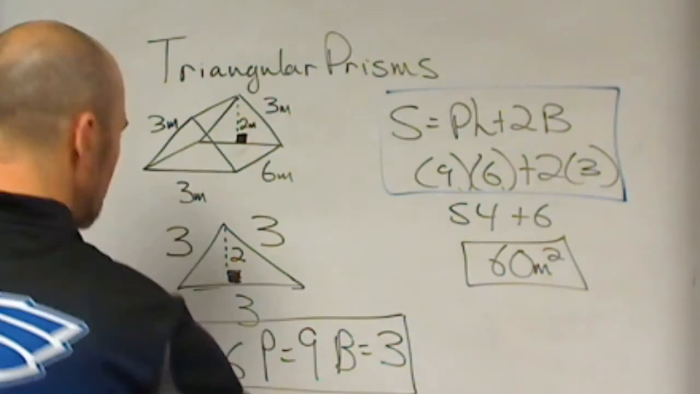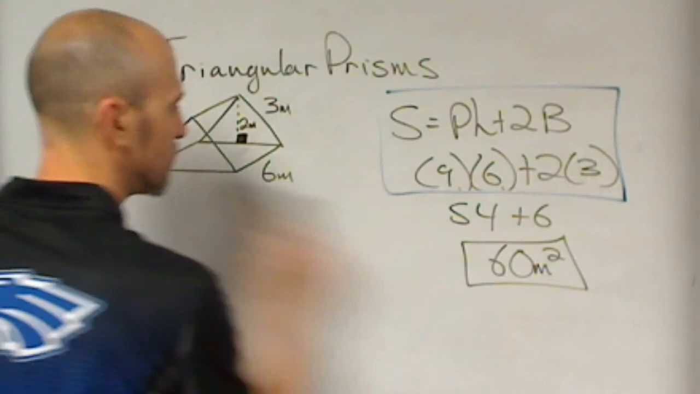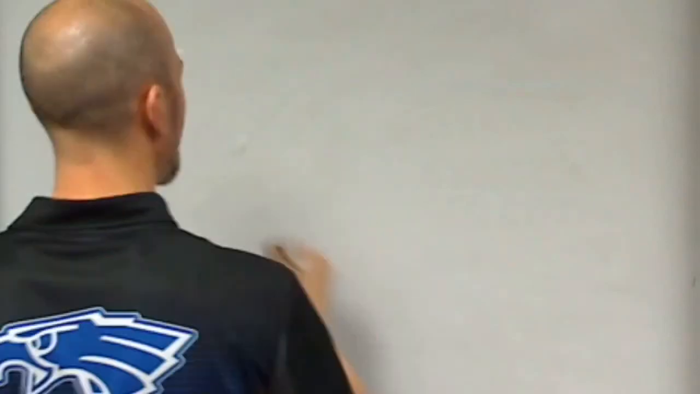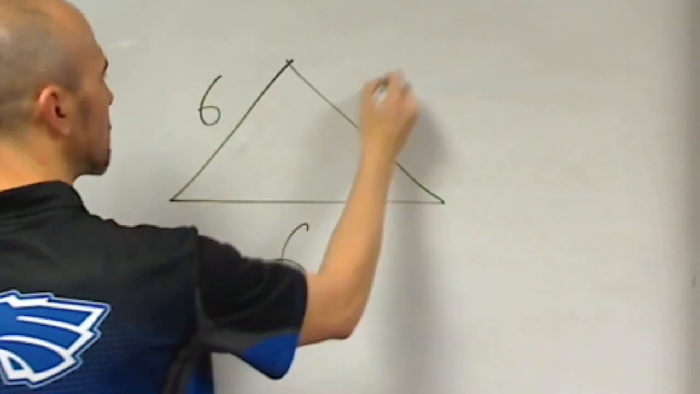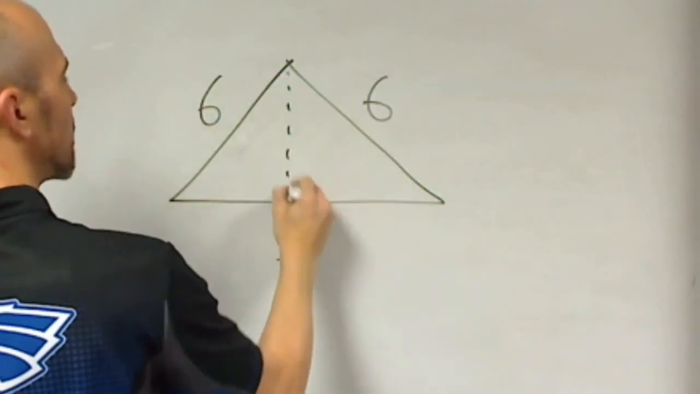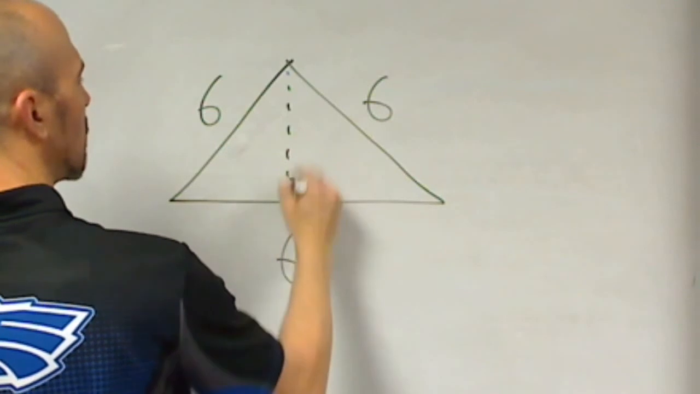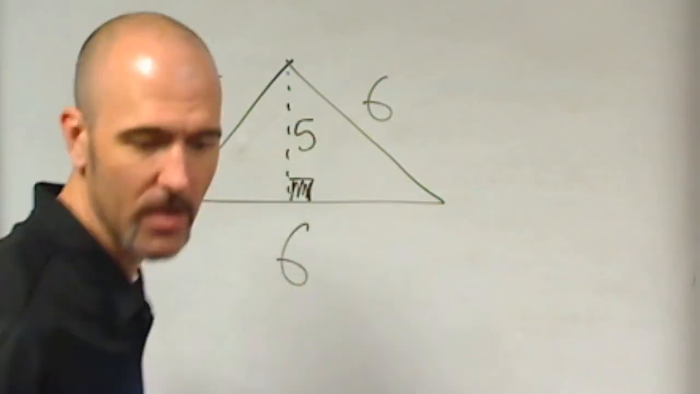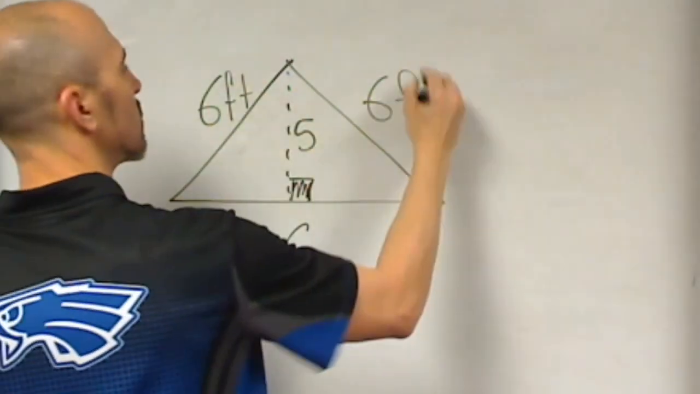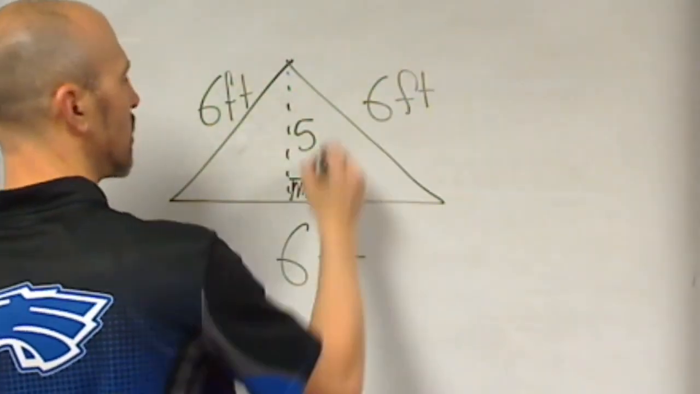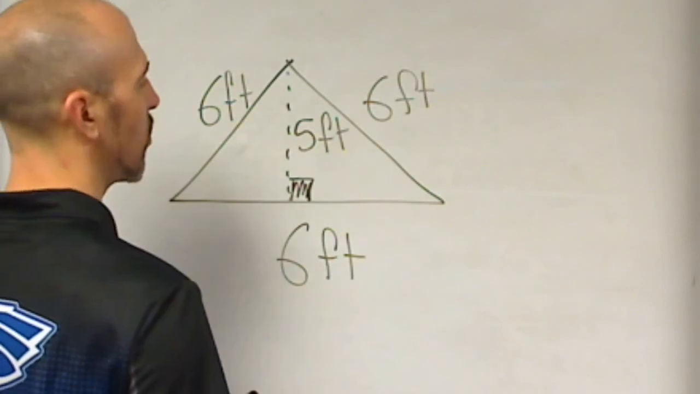The extra credit problem for the triangular prism is going to be a big tent. And what I need you to tell me is how much material I need to make this tent. So I want this tent to have a face that is 6 by 6 by 6. 6, 6, and 6. I want the height of the tent to be 5. And we're doing this in feet, y'all. 6 feet, 6 feet, 6 feet. And the tent is 5 feet tall.